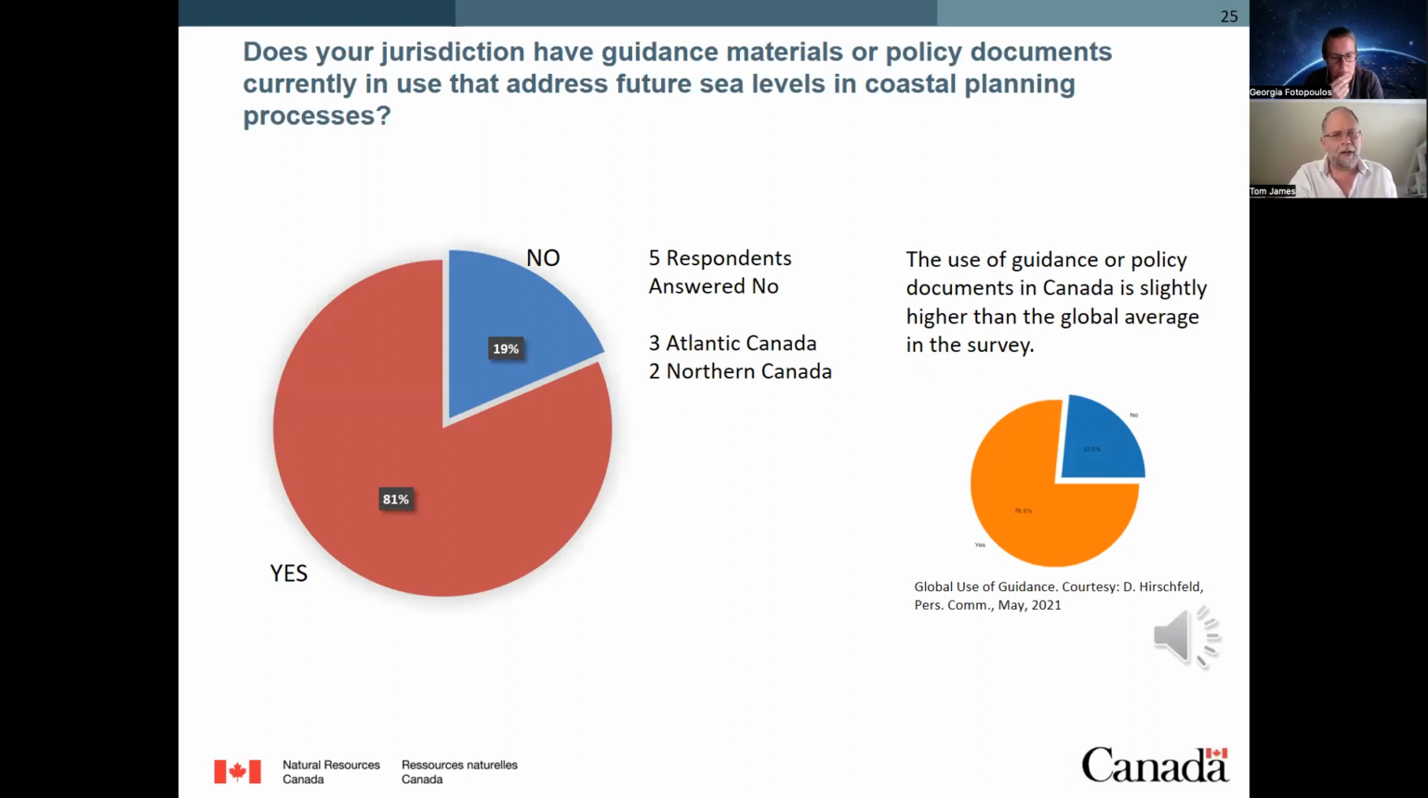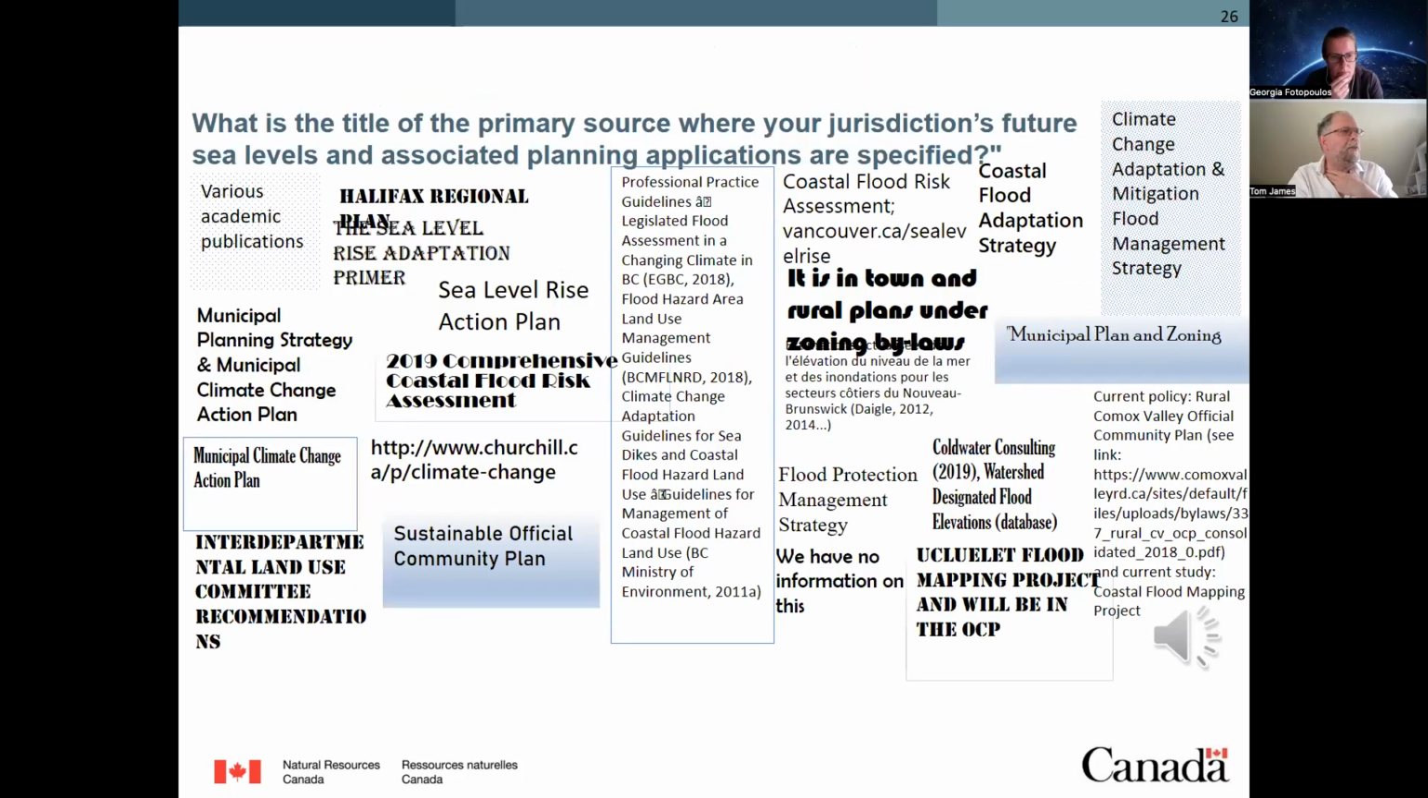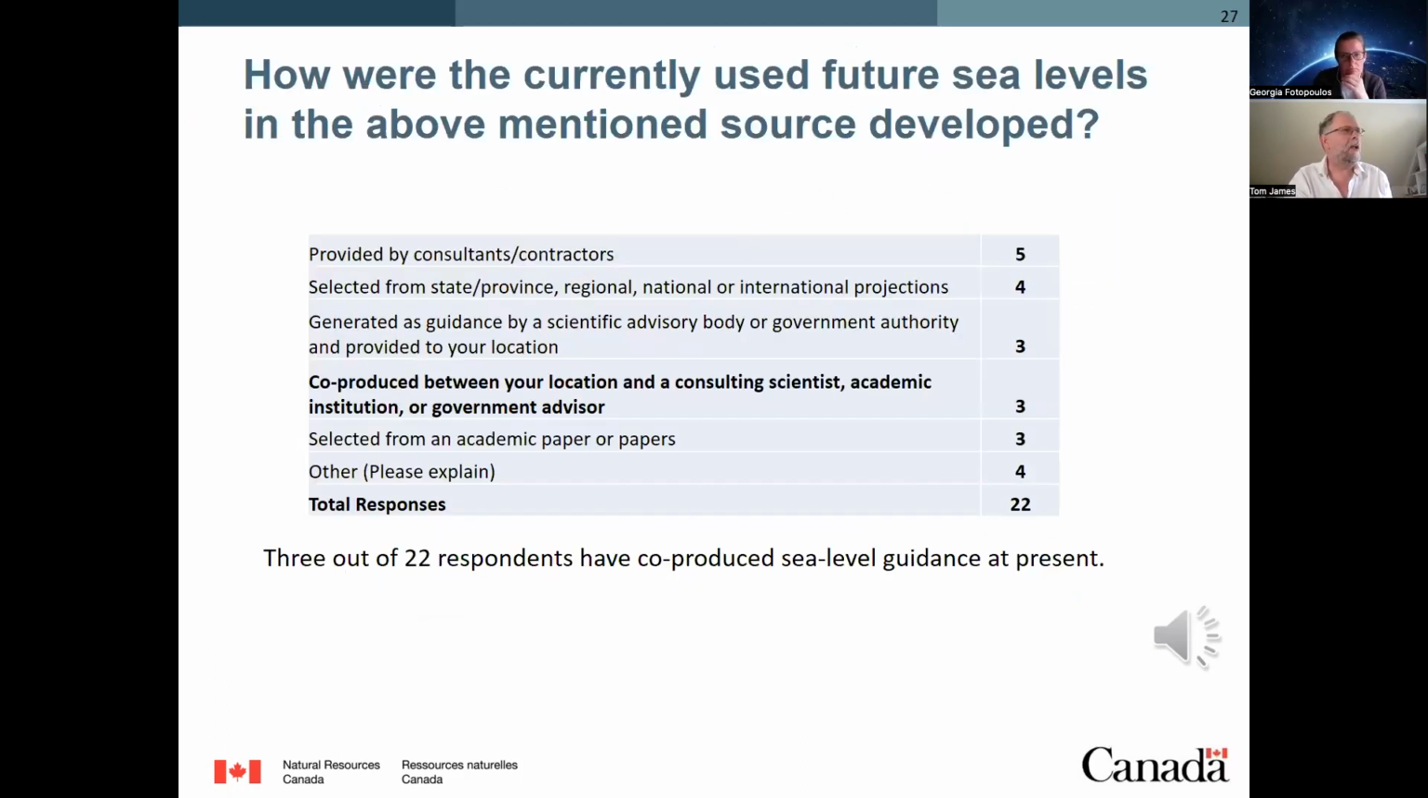This is an international survey that involves over 20 countries, and it's led by some researchers from the US. We asked, what's the title of your primary source? Every jurisdiction came back with a different title. Not to say that some of these sources, if you tracked it back, would not have a common source. But one of the things that really stands out is that sea level guidance in Canada presently is drawn from a very wide range of sources.